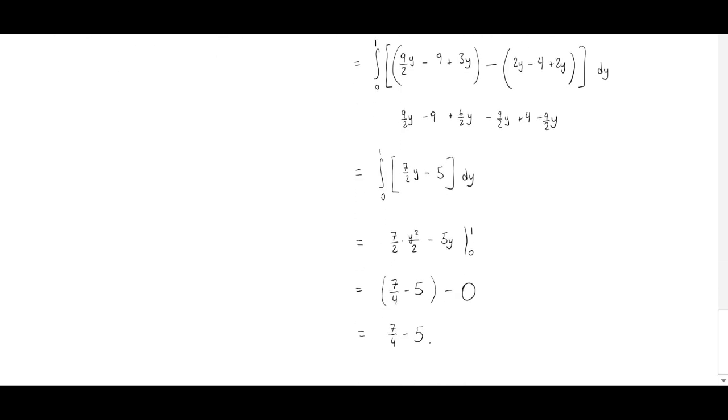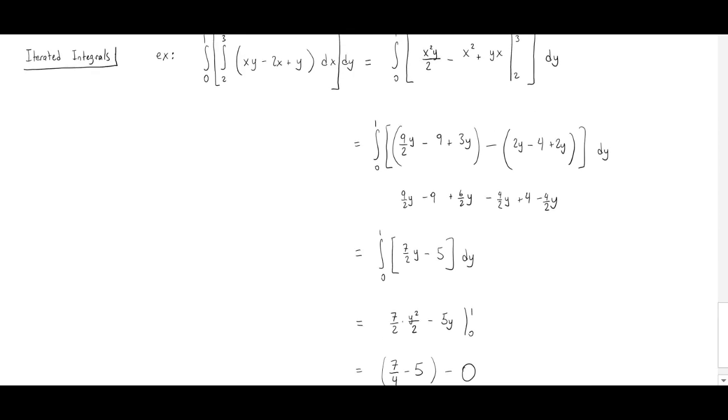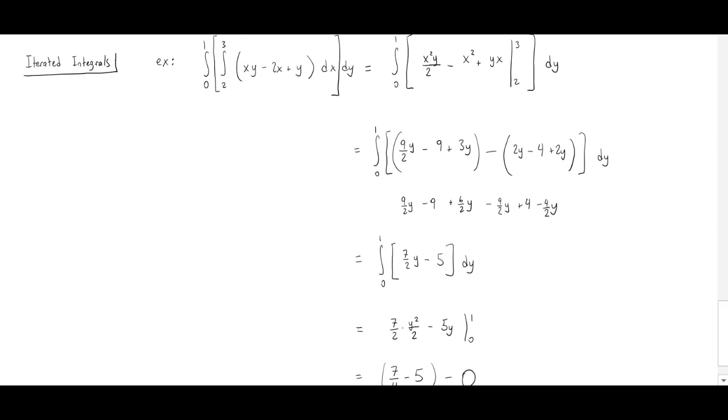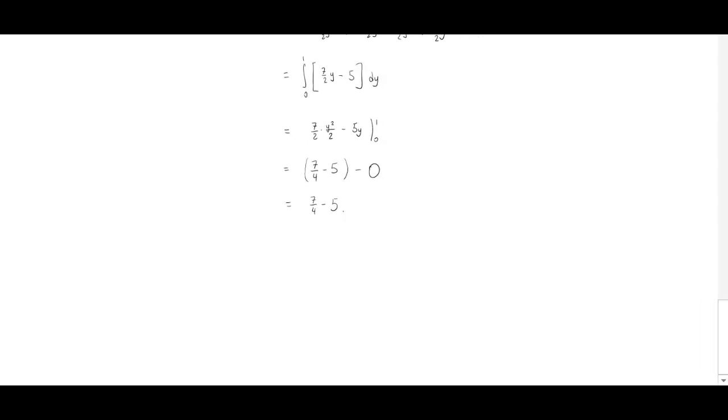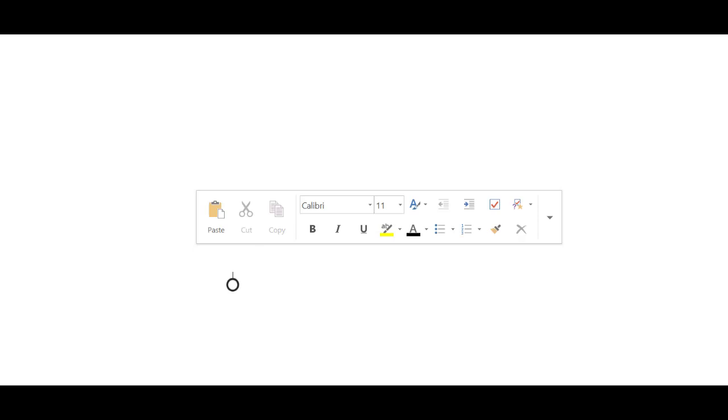Okay, so that's how iterated integrals work. They're basically like partial derivatives, but you're integrating instead of doing derivatives. All right. So now I want to talk about something related to iterated integrals, which is the double integrals. This is actually slightly different from iterated integrals. Fubini's theorem makes a connection between the two of them. That's what will happen, okay?